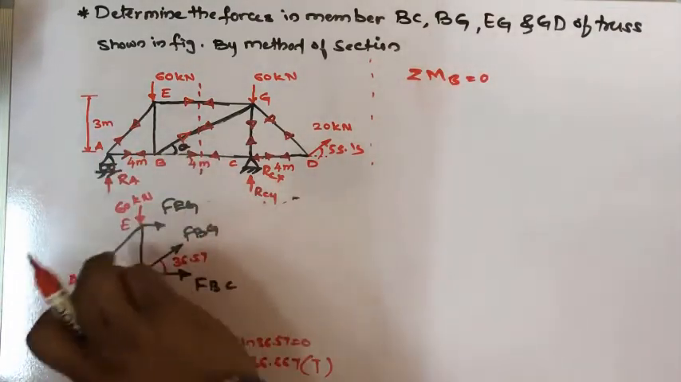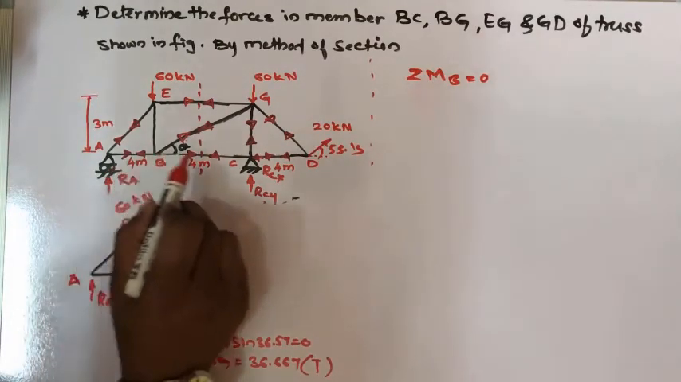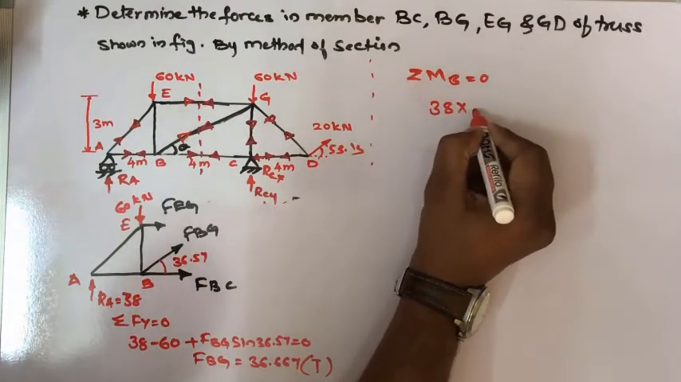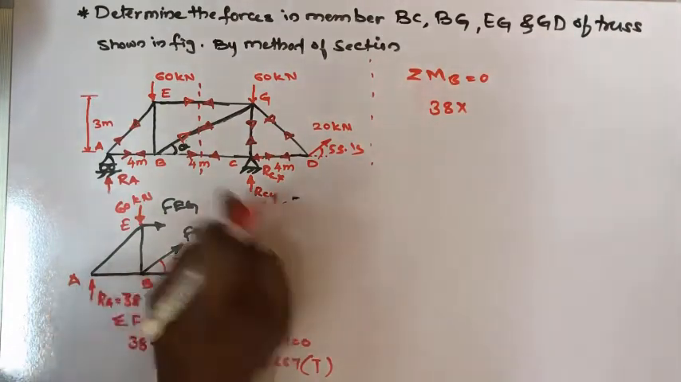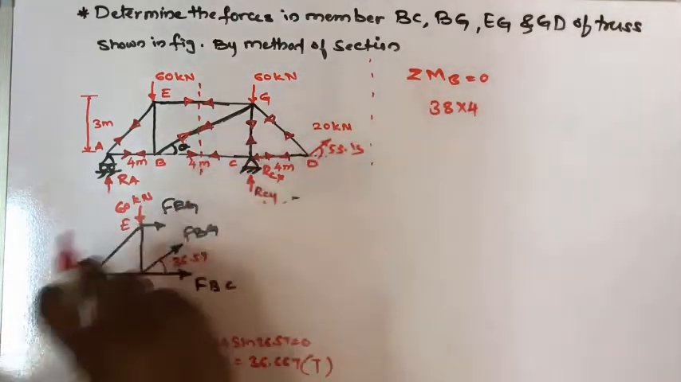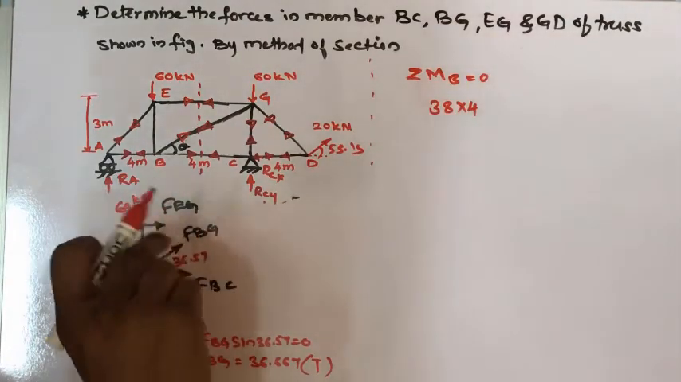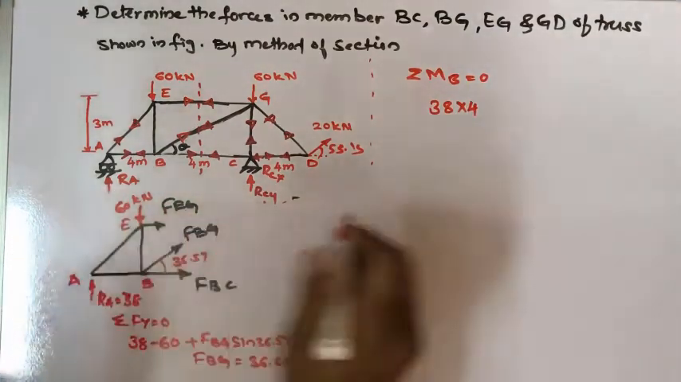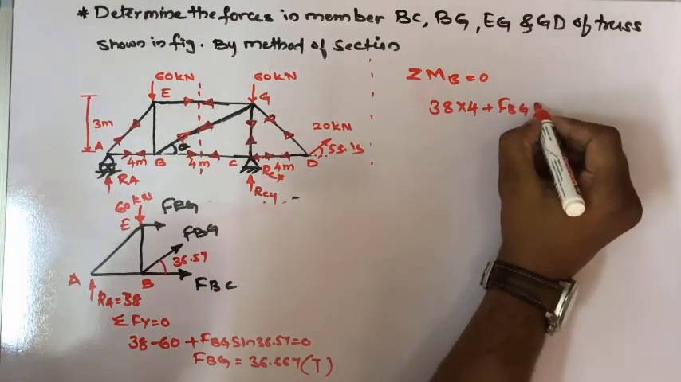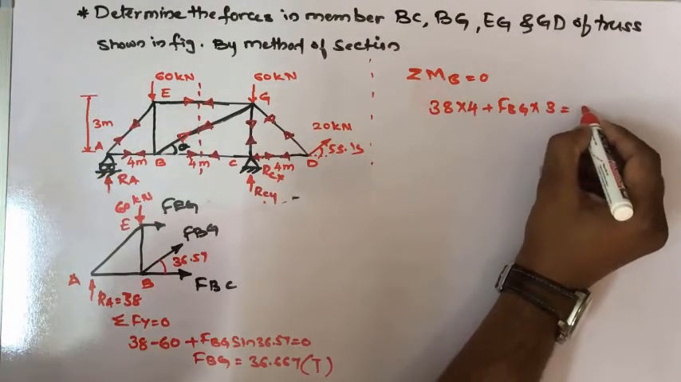It will create a clockwise movement because it is acting upward. If I apply the force to the member, it will move in a clockwise manner. So it will be 38 into the distance. How much is the distance? This distance we already know, which is 4 meter. 38 into 4, which creates a clockwise movement. Now come to the FEG force, which is acting in this direction. So it will also create a clockwise movement. So positive FEG into the height, which we know is 3 meter, equal to 0.